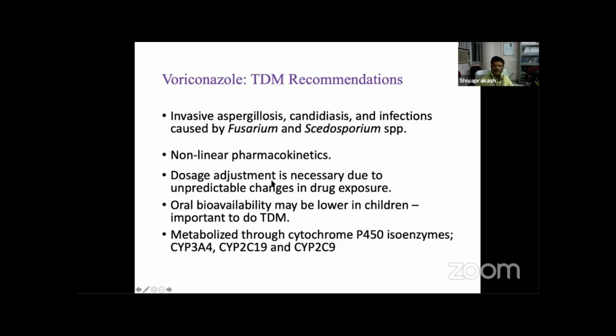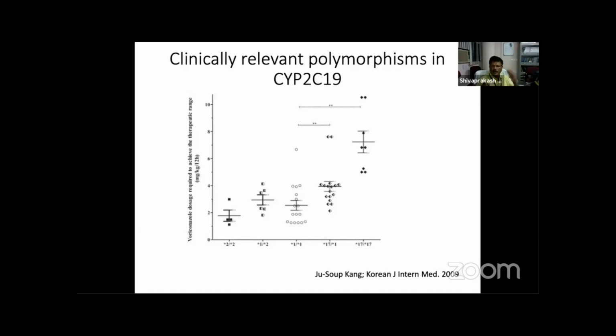Because of the non-linear pharmacokinetics, there are unpredictable changes in drug exposure, and oral bioavailability may be lower in children. Again, there you need to do TDM. You know that this drug is metabolized by the liver through P450 enzymes, which is mentioned here. And with voriconazole, one consideration is that in people who have a polymorphism in CYP2C19, absorption is really very, very less.